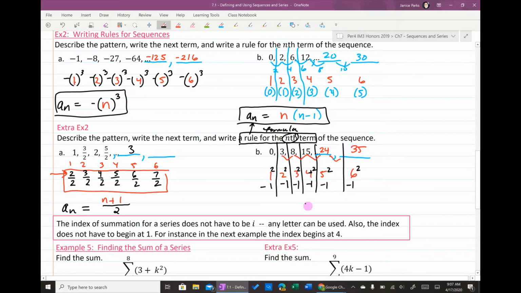So again, the n is the 1, 2, 3, 4, 5, 6. And then we're squaring all of those. And then we're subtracting 1. And this should be a subscript here.